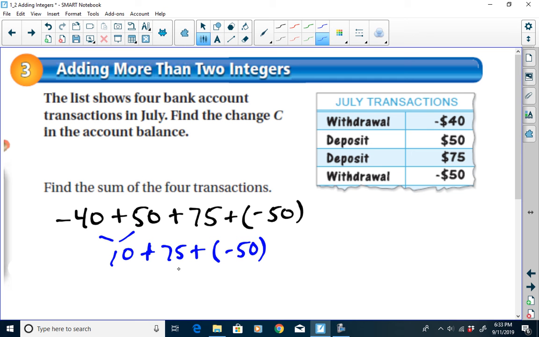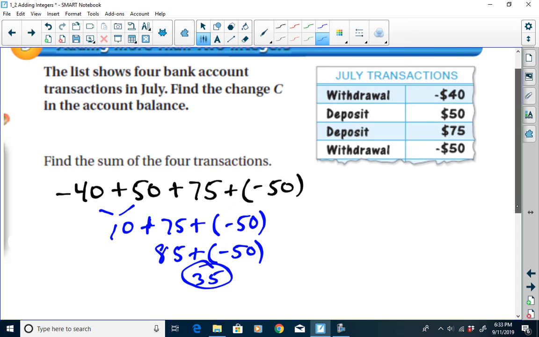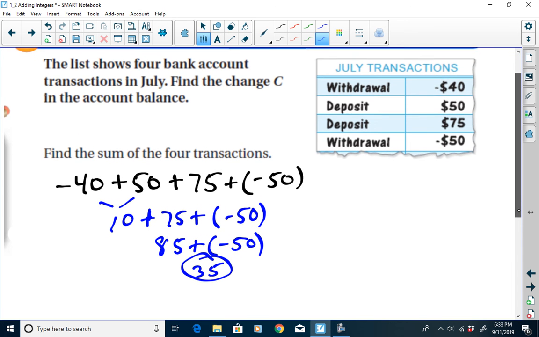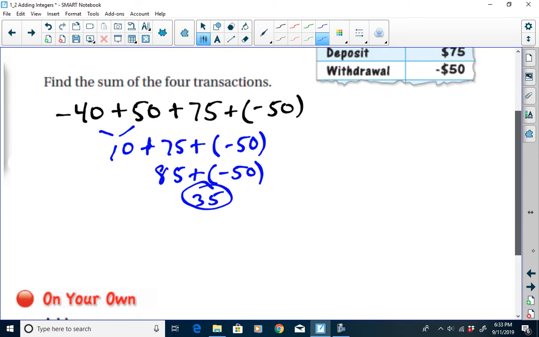Now I'm adding integers with the same sign. That's a positive 10 and a positive 75. That's going to be 85, but then we still have to add that negative 50. Now I'm adding integers with opposite signs, so I have to subtract 85 and 50. It's going to give me 35, and then take the sign of the higher absolute value number. There's more positive than there are negative, so $35 would be the account balance, the change, C.